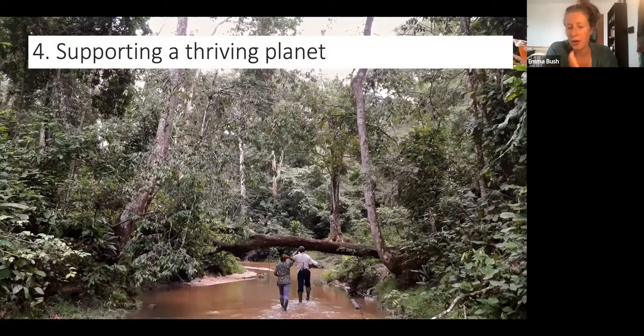And finally, the ultimate aim of what we're trying to do with the research through this network is to support a thriving planet for people, plants, and animals. And we're all very concerned about the impacts of accelerating climate change on African ecosystems.